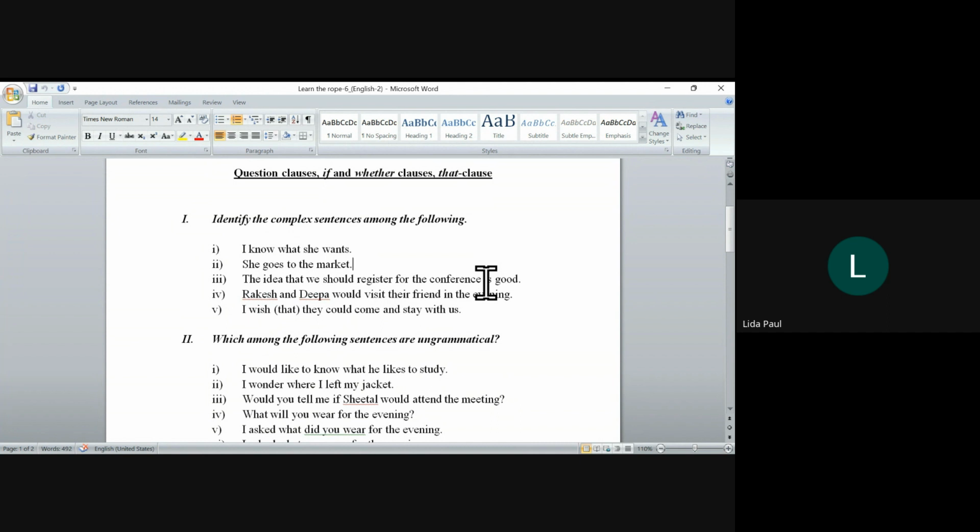Now, the third one: the idea that we should register for the conference is good. It's complex. This is a complex sentence. And what is your subordinate clause here? That we should register for the conference, right? The independent clause here is "the idea is good," right? To which you have added an additional dependent clause, which is that we should register for the conference.